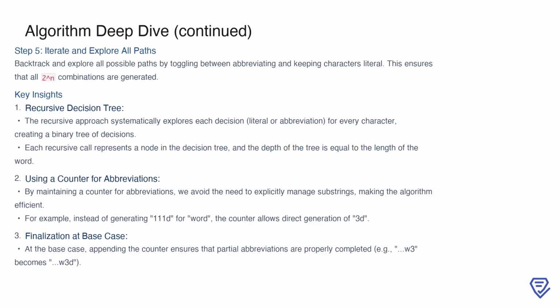This toggling between keeping a character literal and abbreviating it is what allows us to generate all 2 to the power of n combinations. To visualize this, think of the recursive process as constructing a decision tree.